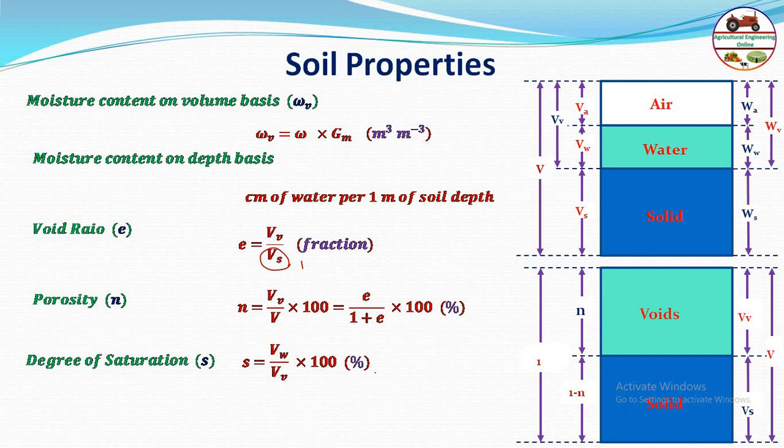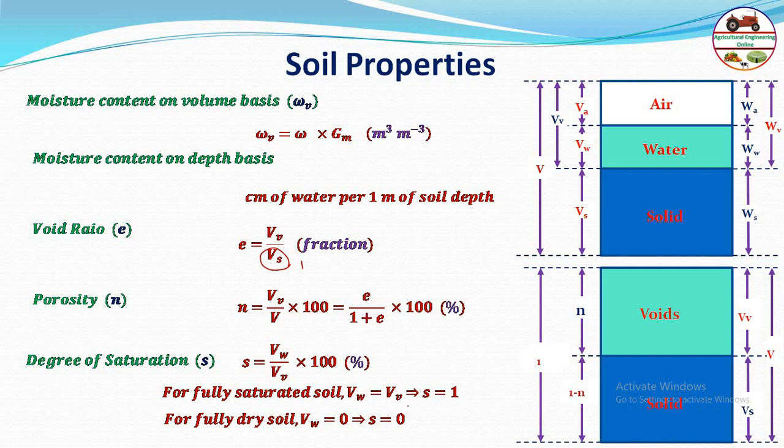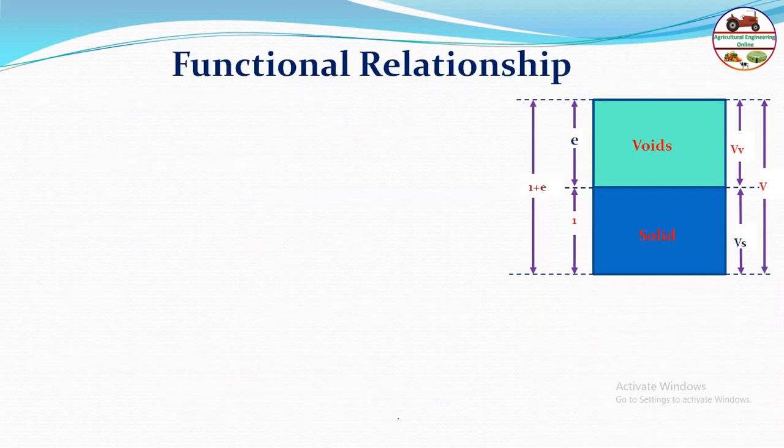So volume of water by volume of void, how much percent water is present in the void, that is called the degree of saturation. In the case of fully saturated soil, volume of water will be equal to volume of void, which in turn we can say S is equal to 1, or the degree of saturation is 100% or 1. For fully dry soil, there will be no water, so VW will be equal to 0, so S will be equal to 0. The degree of saturation will be 0%, or in whole term it is 0.